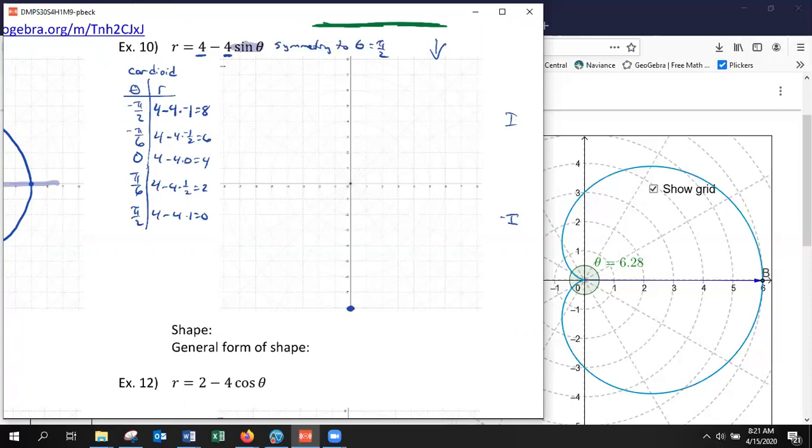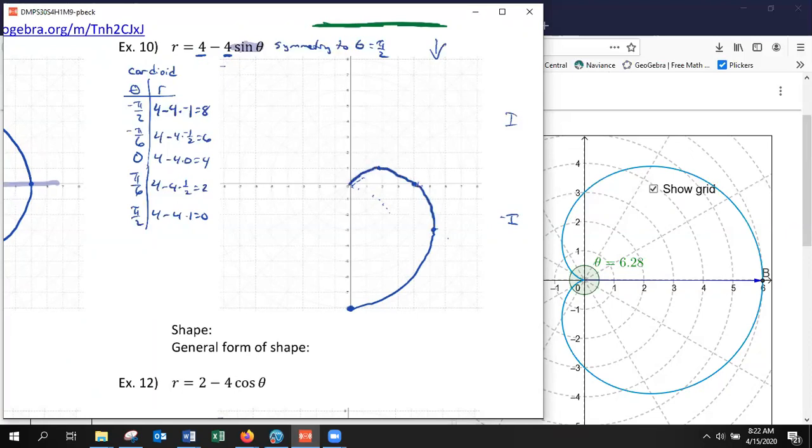Along negative pi over 6, which is along here. So at negative pi over 6, I'm going to have a radius of 6, which would be right there. At 0, I have a radius of 4. At pi over 6, I have a radius of 2. And at pi over 2, I have a radius of 0. So let me actually graph this in the order of the points that get created. So here is my cardioid shape.